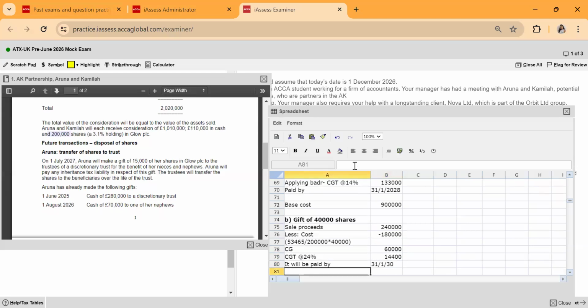Are you now clear? So what difference do we make with incorporation relief? My base cost reduces, everything reduces, but without incorporation relief, everything is the same. Tell me if you have any queries till this point. Okay, go through it and then tell me.